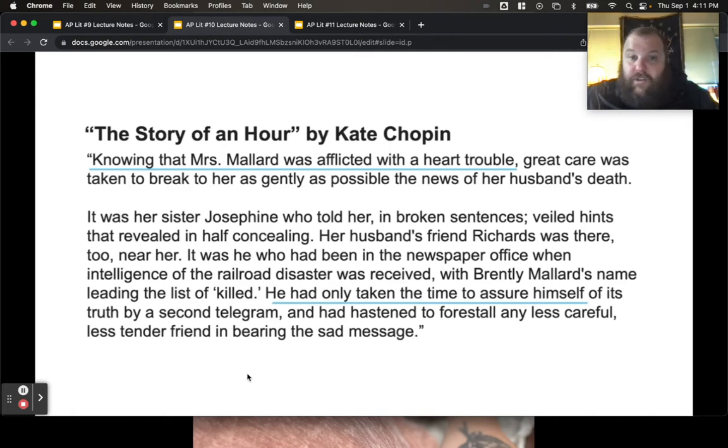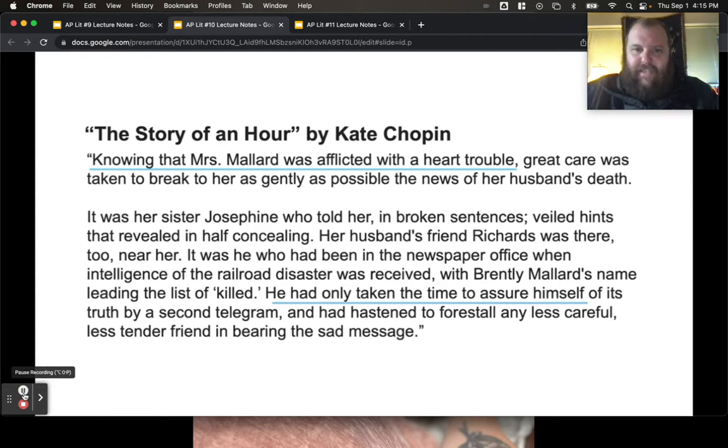It was her sister, Josephine, who told her in broken sentences, veiled hints that revealed and half concealing. Her husband's friend, Richards, was there, too, near her. It was he who had been in the newspaper office when intelligence of the railroad disaster was received, with Brentley Mallard's name leading the list of killed. He had only taken the time to assure himself of its truth by a second telegram, and had hastened to forestall any less careful, less tender friend in bearing the sad message.